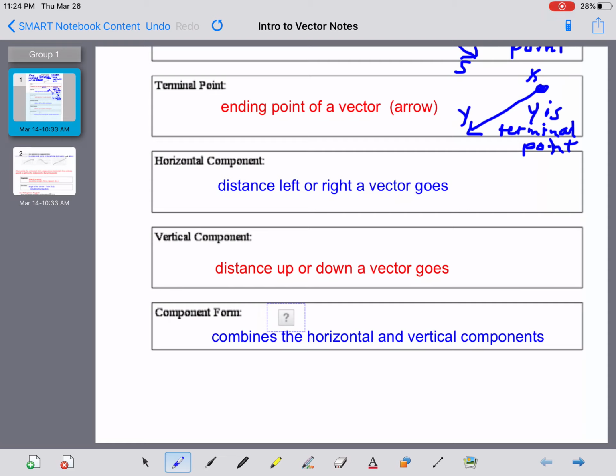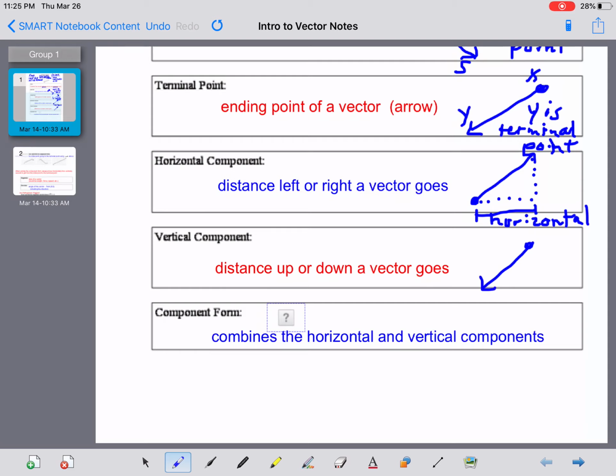So just so you know, when you're given a vector, there's going to be something that's drawn. We always go horizontal first when we go to identify it. So this point here, and then we kind of go up from there. So this distance from here to here, that's the horizontal, okay? And we're going to actually have a value on that, a number that goes to that horizontal. And then your vertical component is the distance up or down a vector goes.